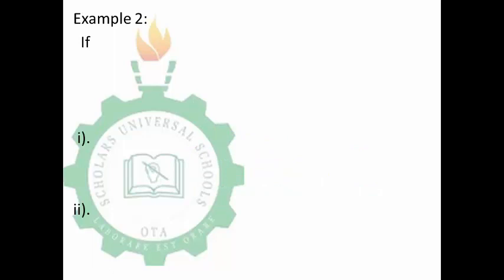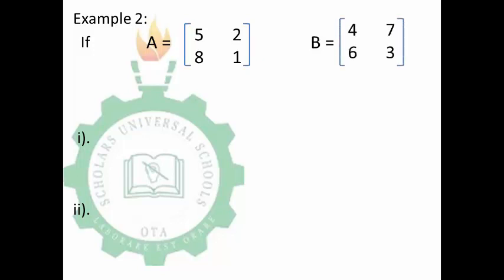So we'll be having a subtraction this time. In the first instance, we were able to have A plus B, and then we were able to confirm that A plus B is also equal to B plus A. But let us now consider another question, where A equals a matrix with elements 5, 2, 8, 1, and B is a matrix with elements 4, 7, 6, 3. We have been asked to find 1. A minus B. 2. B minus A. Let us see what happens here.